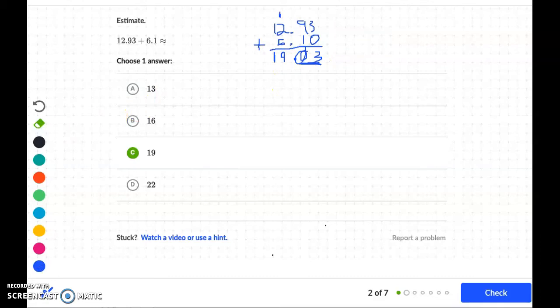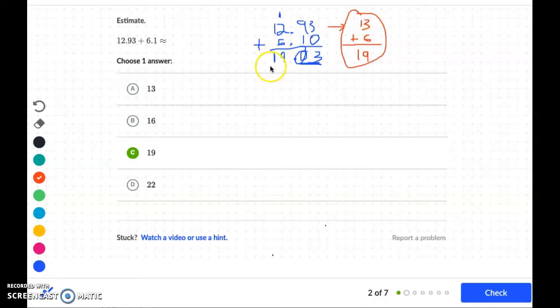So I'll show you what I'm talking about. If we say 12.93 is rounded up to 13, and then 6.1 is rounded down to 6, we can easily add these two numbers up, and we know that 13 plus 6 is 19. So to check our answer, this is a great way to do it.